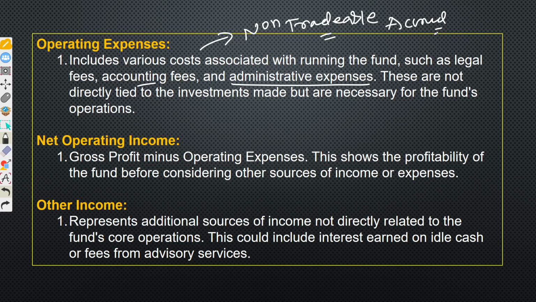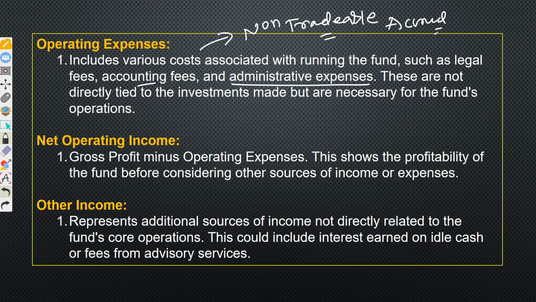Accruals means expenses which are due for payment. Let's say tuition fees. For example, you haven't paid it, right? So it means tuition fees is due now. So that becomes an accrual for you. If you see any accrual expenses as such, you can treat that as a liability also. But here the point is administrative expenses or accounting expenses. If you see any due expenses as such, that becomes your non-tradable expenses.